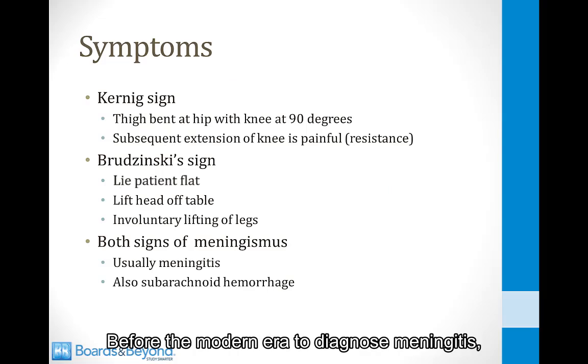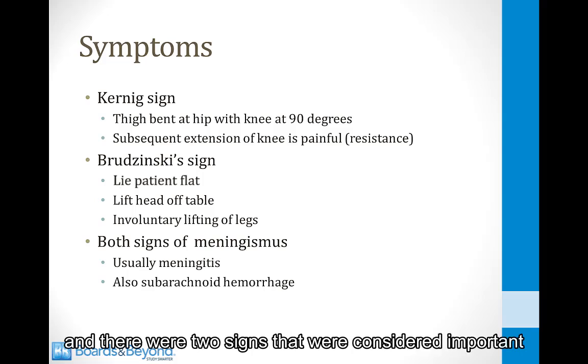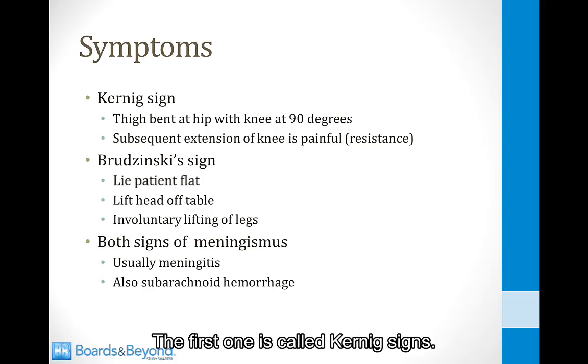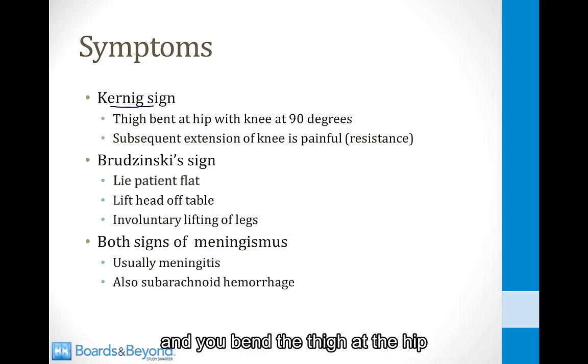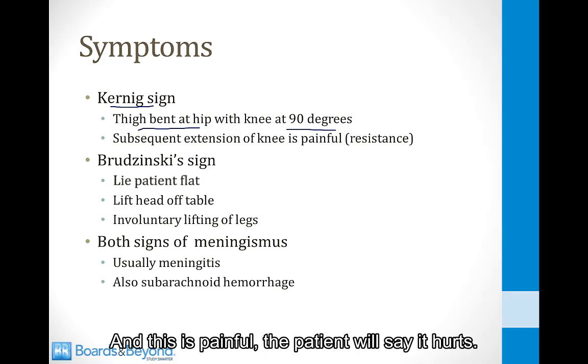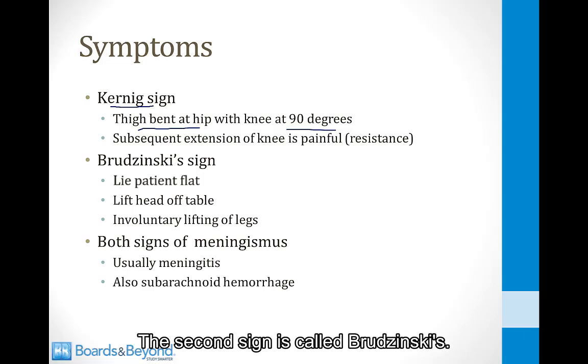Before the modern era, to diagnose meningitis, you had to use the physical exam, and there were two signs that were considered important for diagnosing meningitis. The first one is called Koenig's sign. So to do this, you lie the patient on the table, and you bend the thigh at the hip with the knee at 90 degrees, and then you try to straighten the knee. And this is painful. The patient will say it hurts, and that's because you tug on the meninges when you do this.